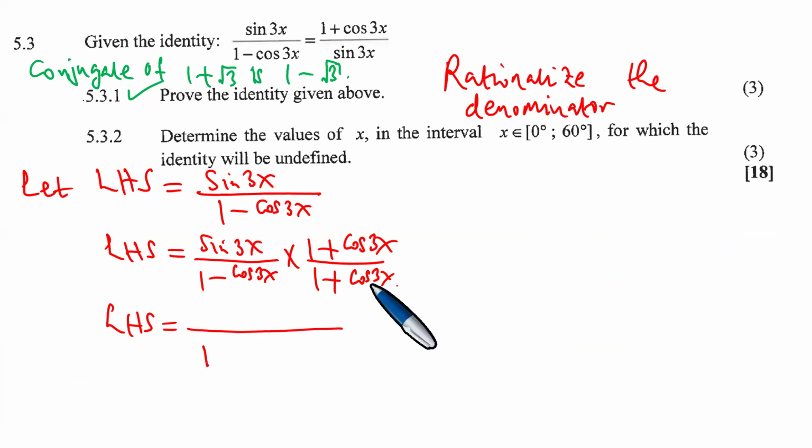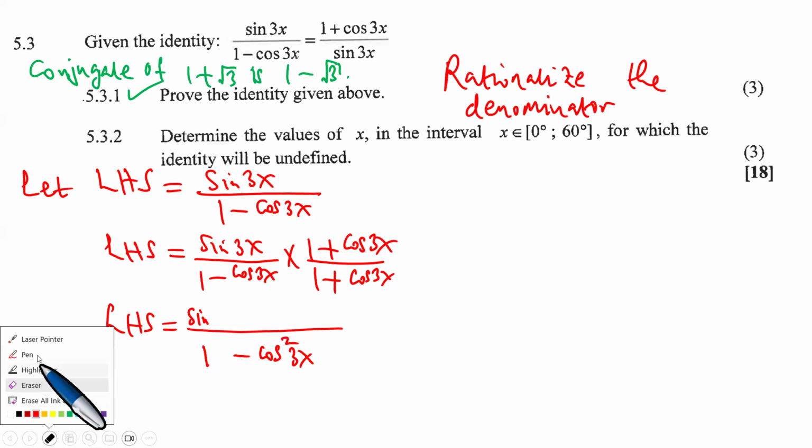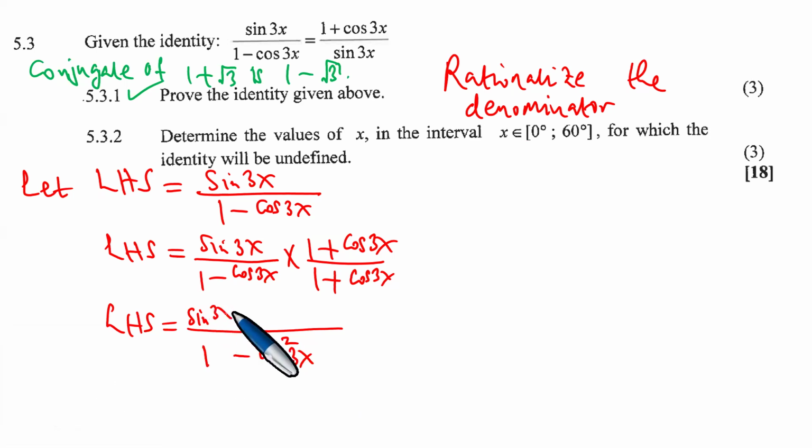Just multiply this by that, we get 1 minus cosine squared of 3x. And then we write the numerator as the sine of 3x, over 1 plus cosine 3x. What is 1 minus cosine squared 3x?